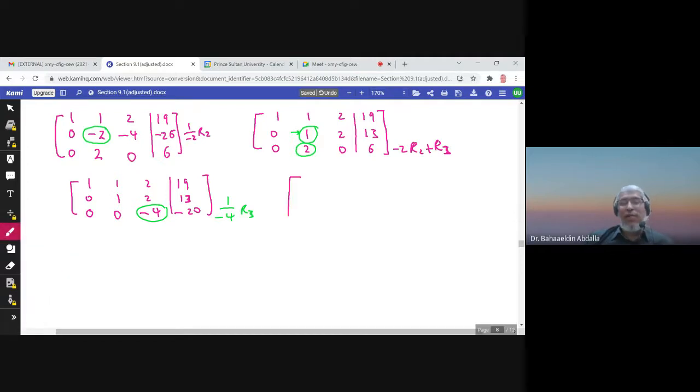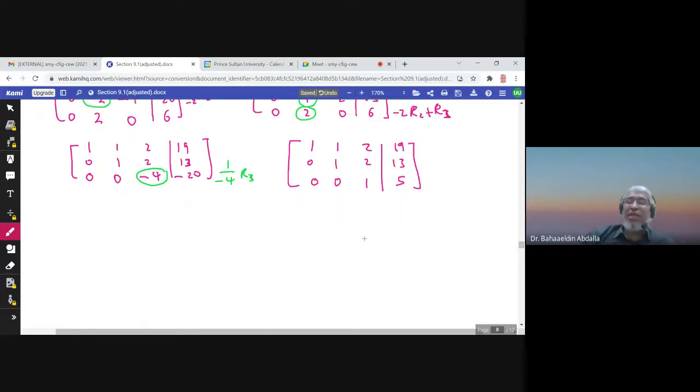Then the last matrix in the row echelon form would be 1, 1, 2, 19, no change in row 1, 0, 1, 2, 13, no change in row 2, and here I will divide by negative 4. Negative 4 over negative 4 is 1, negative 20 over negative 4 is 5, and now the matrix is in the row echelon form. Now how to continue?